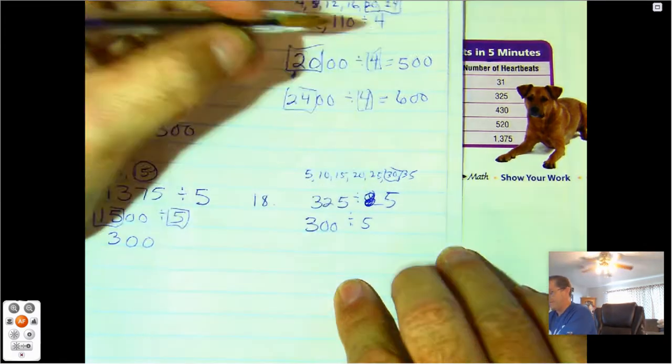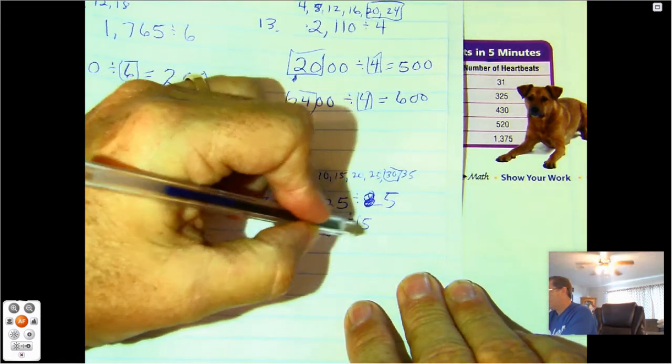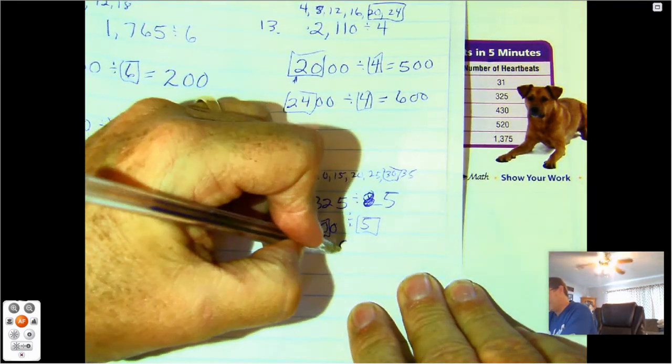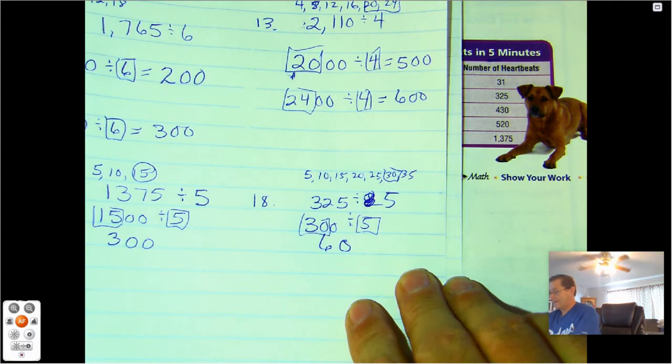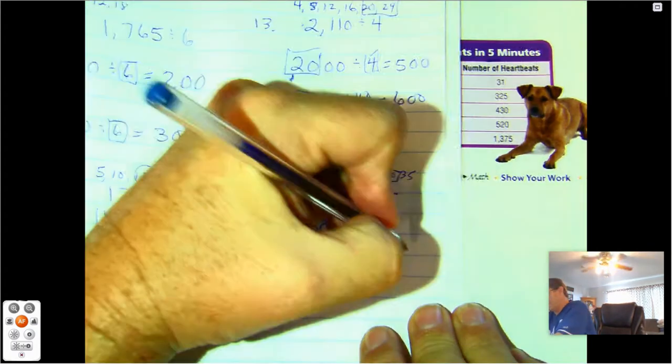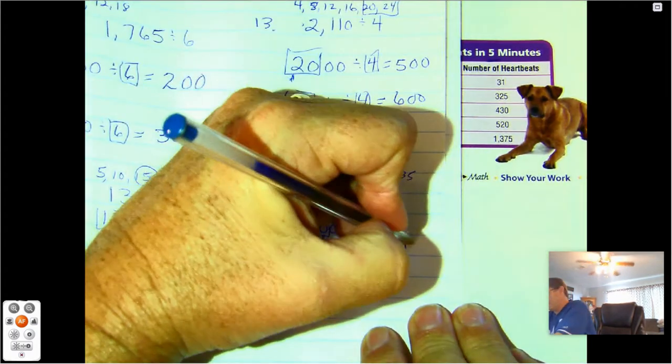So I'm going to say 300 divided by 5. 30 divided by 5 is 6. So we get 6 tens or 60. And then it's for 2 minutes. So 120. 120 beats in 2 minutes.